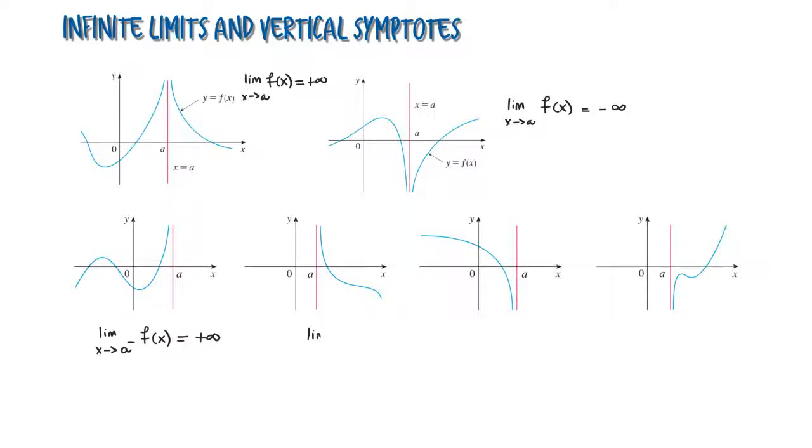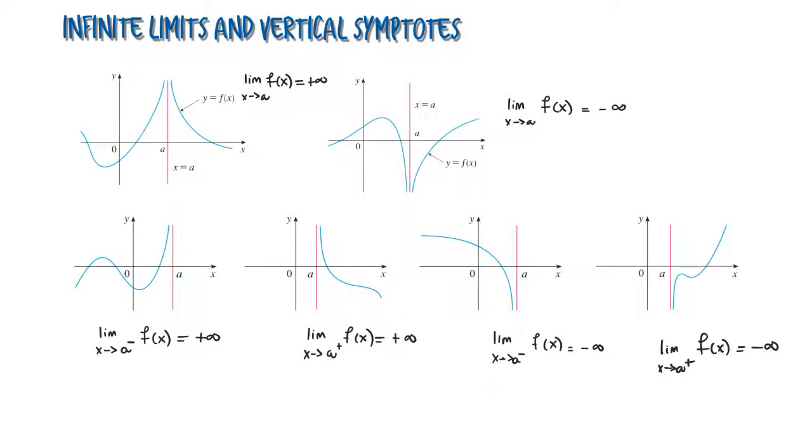So we're going to say that the limit as x approaches a from the right of f of x is equal to positive infinity. And in this case over here, similar behavior on the left-hand limit. The limit as x approaches a from the left of f of x is equal to negative infinity. And here again, the limit as x approaches a from the right of f of x is equal to negative infinity.